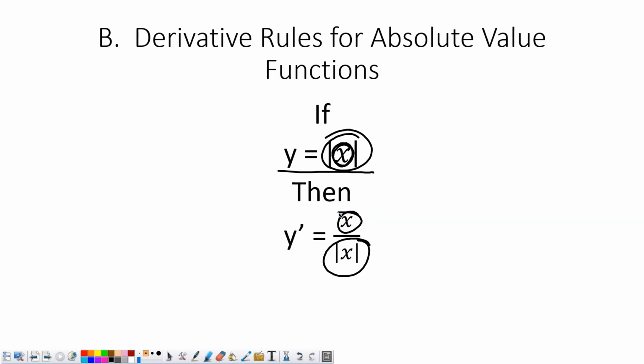Okay. Now I just have x's there, but you'll see how it doesn't have to be just an x. It can really be anything. But the point is that the whole thing goes on the bottom, and just the inside without the absolute value bars goes on the top. And that's how you find the derivative of an absolute value. And of course, once again, it's going to be a chain rule thing. So let's go ahead and bring this one to life a little bit.